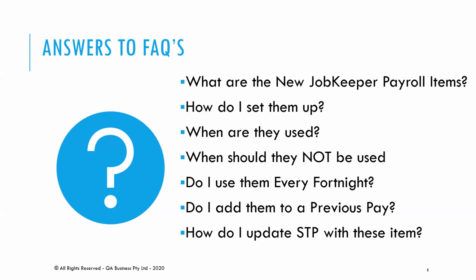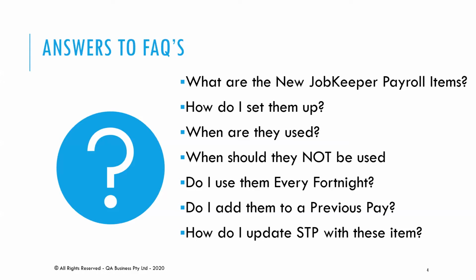Do I use them every fortnight? No, you do not. And well, top up you may. You need to get it up to $1,500. So if someone earns less than that, you'll need to use the top up item. But the start fortnight, 01 or 02, or whenever it is that you're starting in the JobKeeper fortnights, is only used once. You do not enter it again and again on the employee's pay each time you pay them. It's done once and that's it.